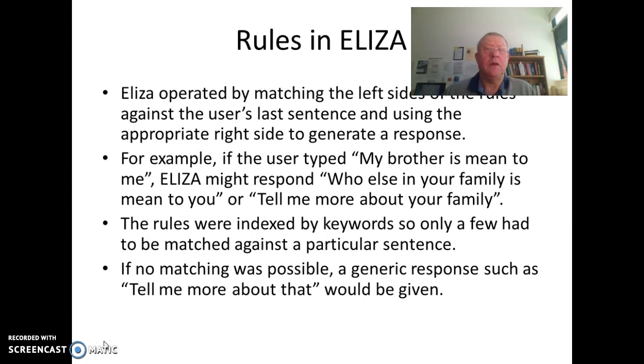Rules in Eliza. Eliza operated by matching the left sides of the rules against the user's last sentence and using the appropriate right side to generate a response. For example, if the user typed, "My brother is mean to me," Eliza might respond, "Who else in your family is mean to you? Or tell me more about your family." The rules were indexed by keywords, so only a few had to be matched against a particular sentence. If no matching was possible, a generic response such as, "Tell me more about that," would be given.